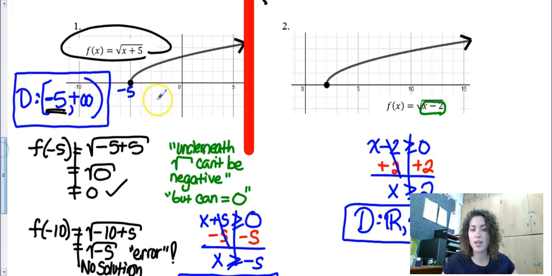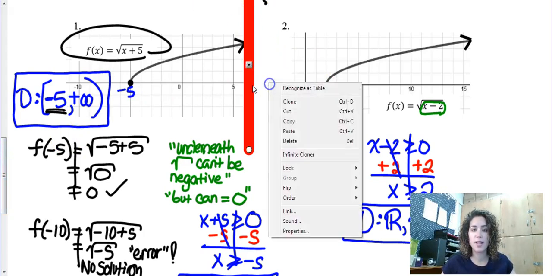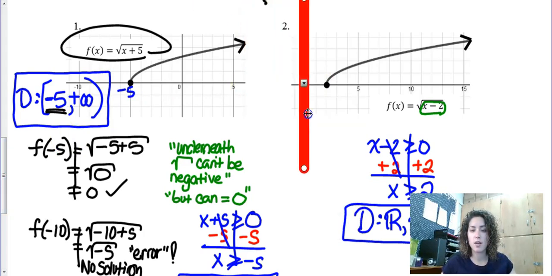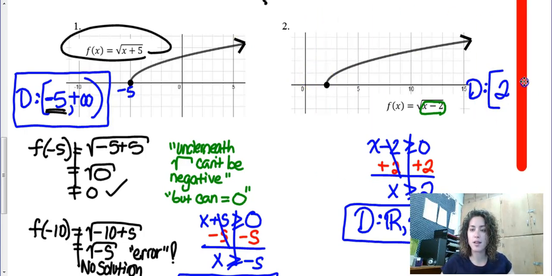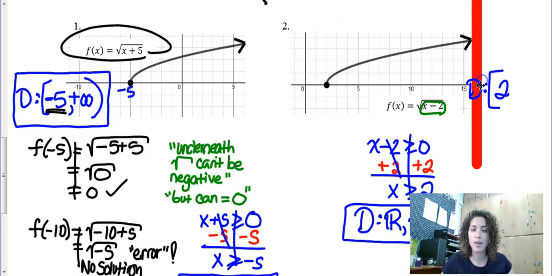If I just gave you this graph and I asked you to find the domain and range, you would come in from the left first, stop when you hit the graph. That is at 2. It's a solid dot, so it gets a bracket. And then when I come in from the right side, I stop when I hit the graph. It's going to the right forever and ever and ever. So that's going to be positive infinity.